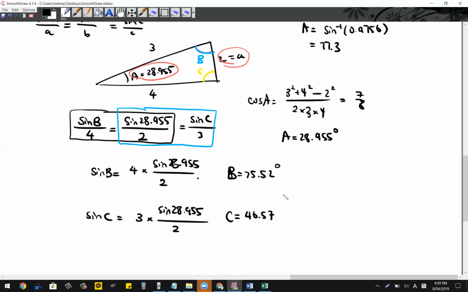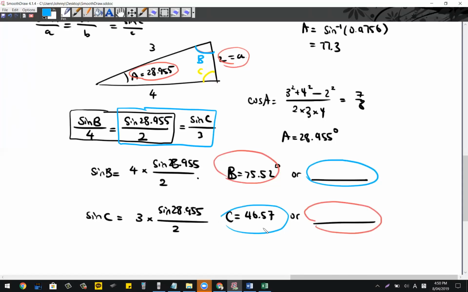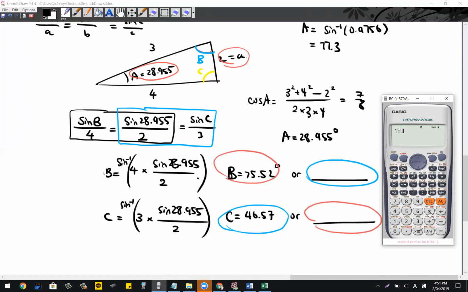Okay, so the reason why this one doesn't seem to be working is because there are two possibilities. When you do this, there are two answers, either this or that, and then this one with this one works, and this one with this one works. So when you do inverse sine, B is inverse sine of that, and C is inverse sine of that, right? And then you get this one, but there is also another answer, which is 180 minus this one. We're going to come back to that later when we deal with trigonometric equations.